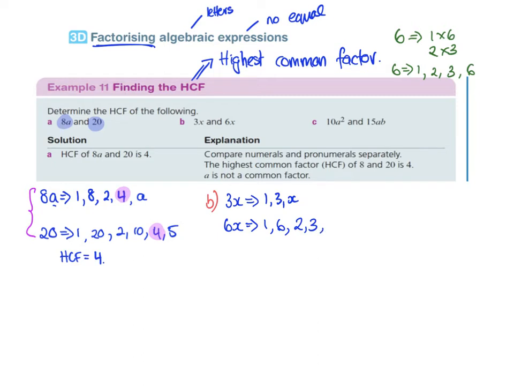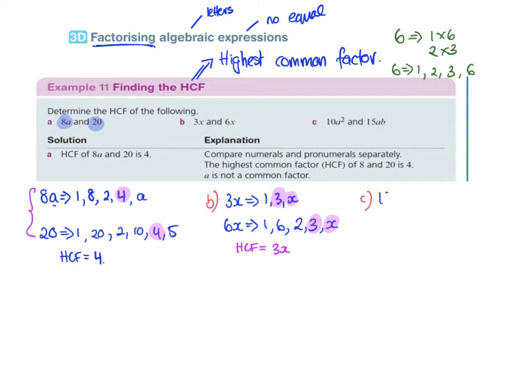Is that what we said? And then we've also got x. So when we're looking for the highest common factor here, I can see 3 is in this one and it's also in this one, and so is x. So the actual highest common factor for this one is 3x, because they're both in there. Okay, and let's have a look at C.